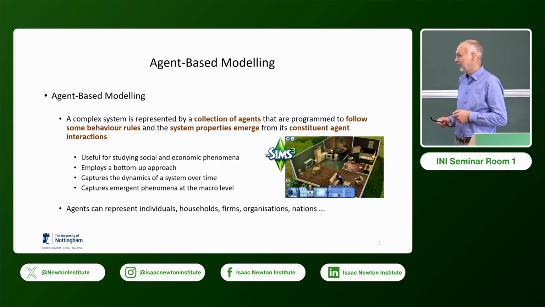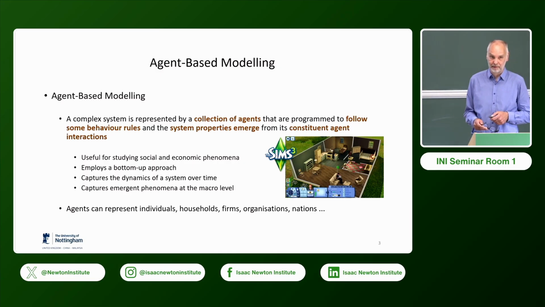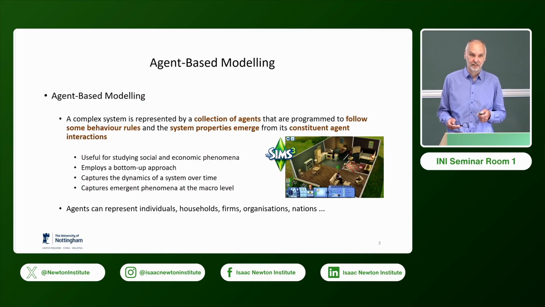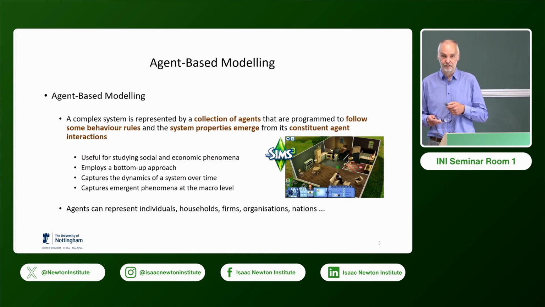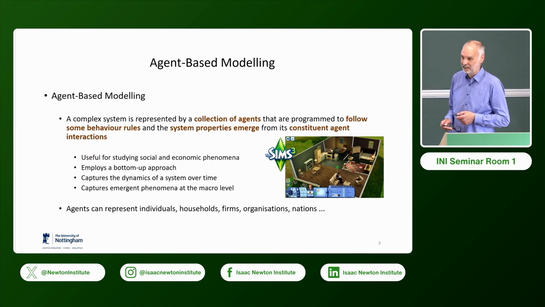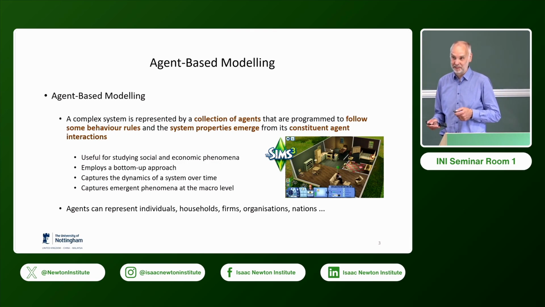It's very important to understand that agents don't have to represent individuals, but they can also be things like whole households or firms or organizations. Very often, if you can think that something has a mission statement, a reason for doing things, then you can probably build an agent-based model by using these components.